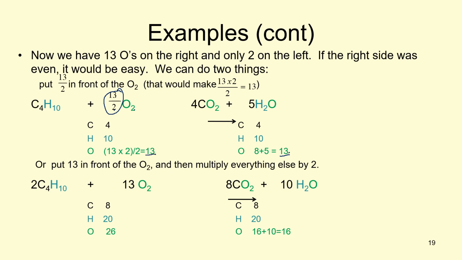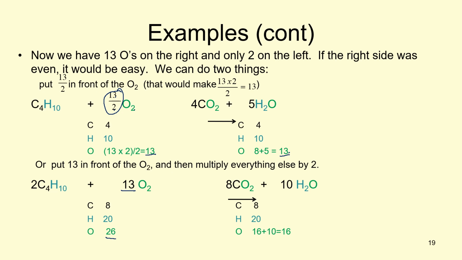So that's one thing you'll often see: an improper fraction in terms of halves in front of a diatomic element. The other way you could do it instead is, since you had the 13 earlier, you could just write 13 here. But notice that if you put 13 in front, what happens? You've got 26 oxygen.